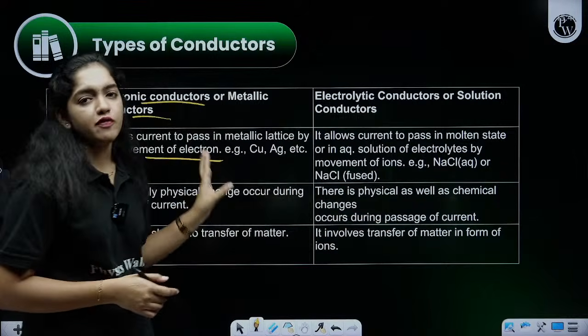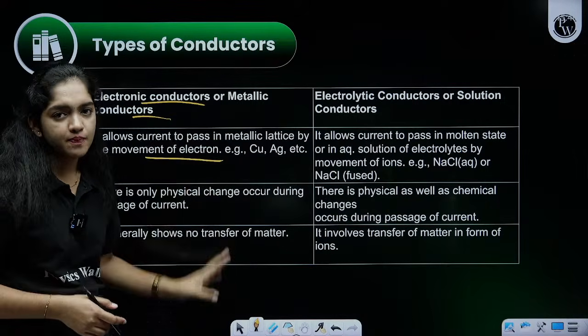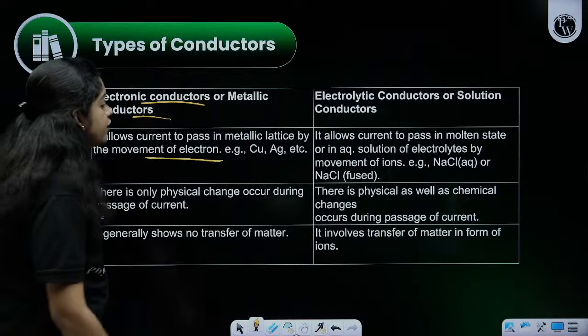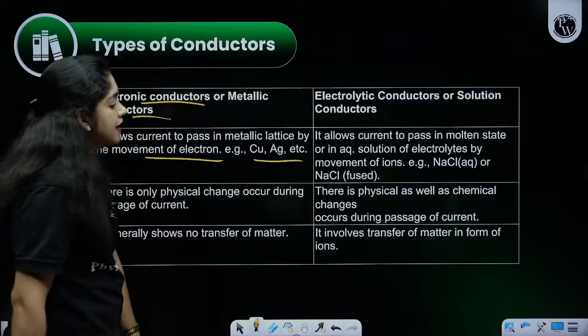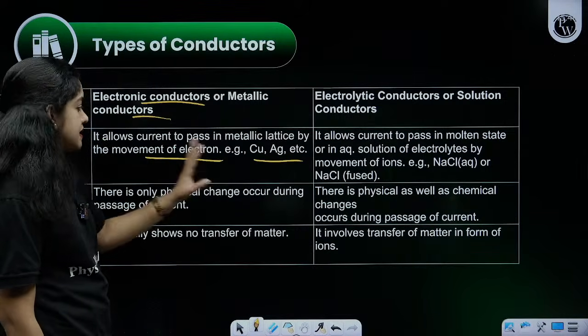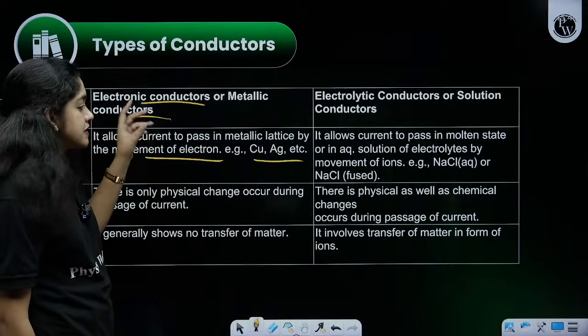Due to the movement of electrons, current flows through the substance. For example, it can be copper, silver, gold, etc. So metals are there. Due to the movement of electrons, the current will flow.